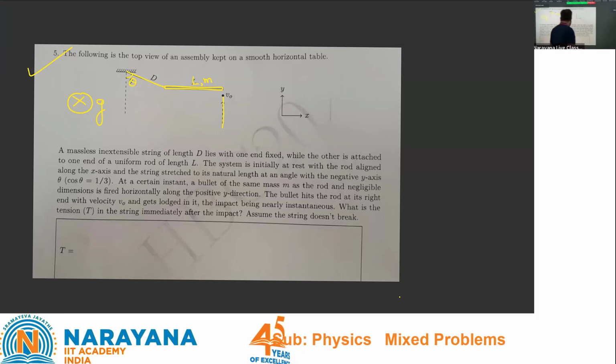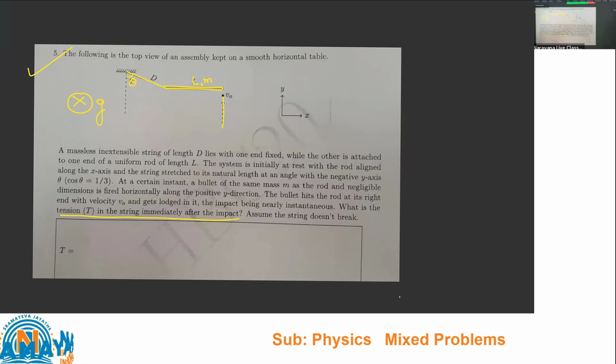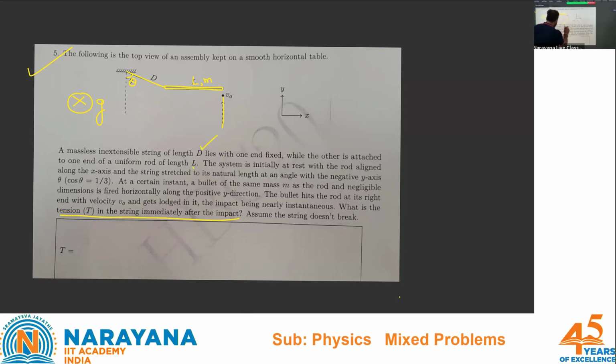The question that he wants you to answer is: what is the tension in the string immediately after the impact? And what is the data given? Capital D is known, capital L is known, theta is cos inverse of 1 by 3, and this velocity v naught is also given. The bullet has mass m, and the rod also has the same mass. This much information is given.